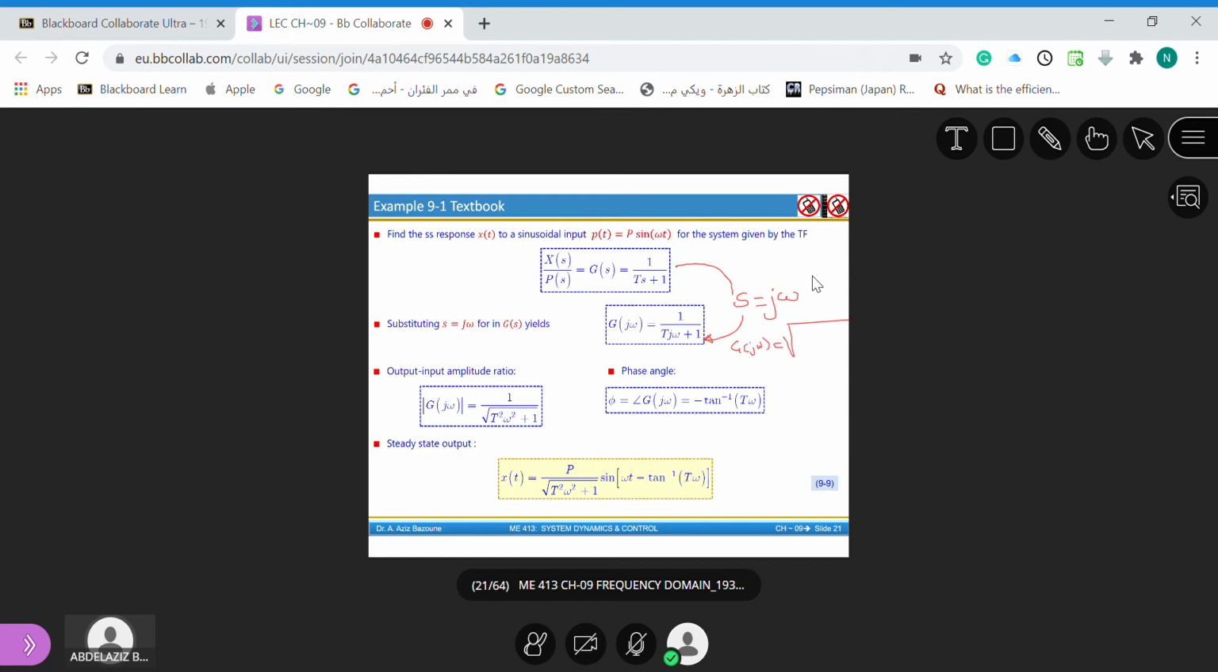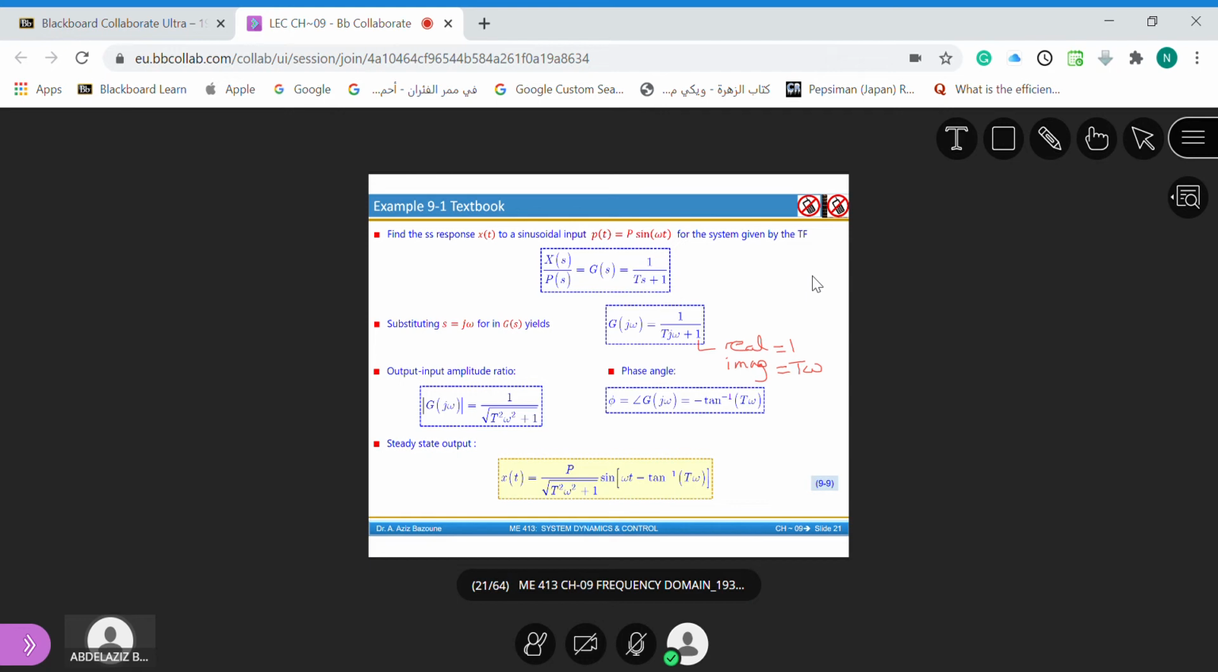Sorry, there is no square root. It can be just the real part. This is the real part, equal to 1. The imaginary part, as you can see, is equal to Tω. So the real part is 1, the imaginary part is Tω.